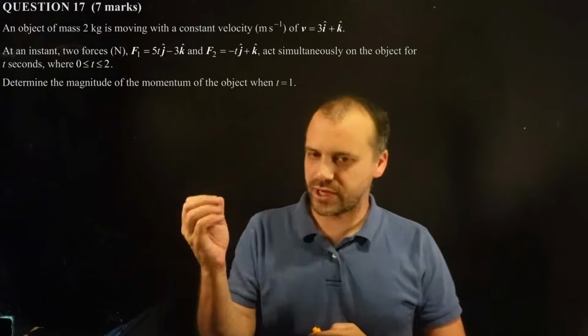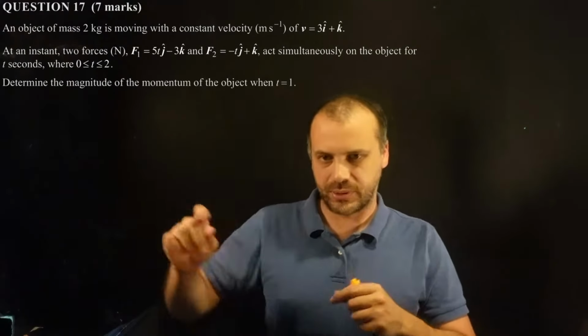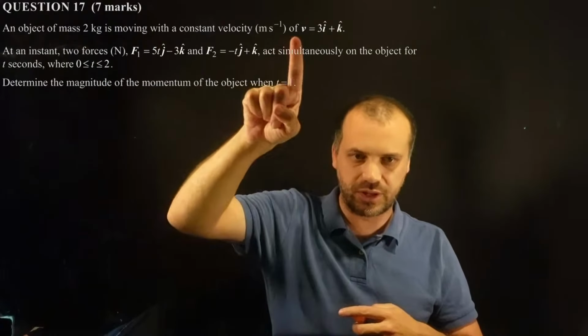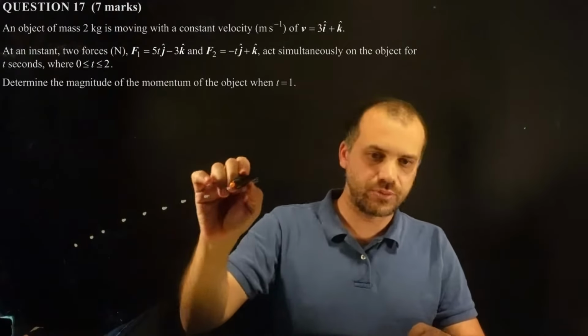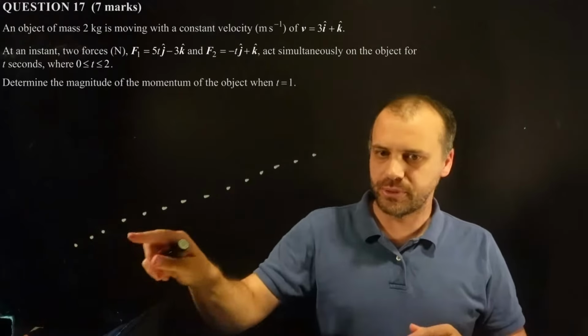Okay, so this is a fun little question here. It's a little bit hard to know how to start, but let's think about what's happening. An object of mass 2 kilograms is moving with a constant velocity of v equals 3i plus k. All right, so the object is moving, and it does have some weight to it, so that makes me think about force equals mass times acceleration.